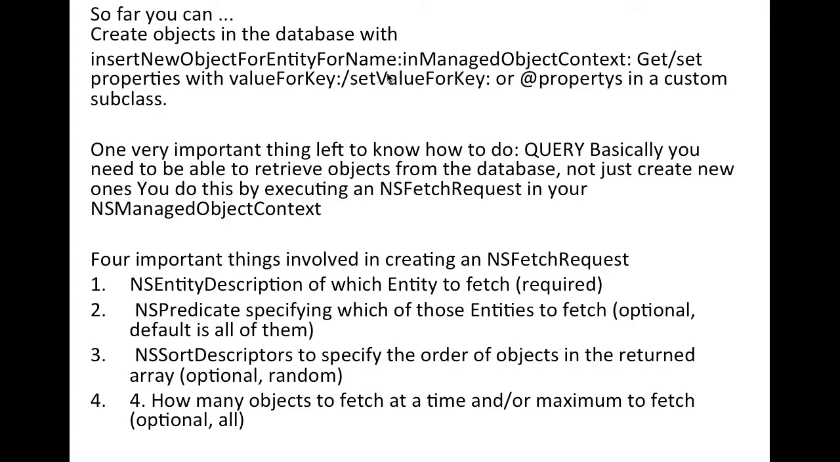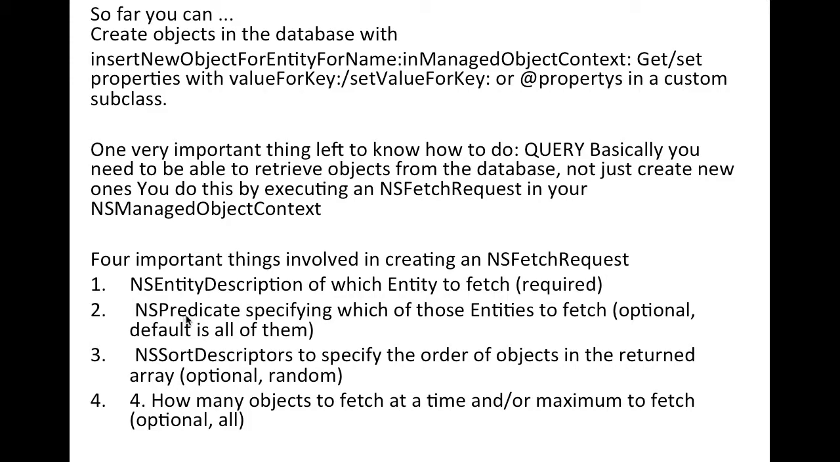So insert new object for entity name in my object context, set properties with values for key, or properties in a custom subclass. Basically you need to be able to retrieve objects from a database, not just create new ones. So you fetch objects from the database using NSFetchRequest. Now this NSFetchRequest has four important properties: NSEntityDescription, of which entity to fetch, like entities can be a lot of them, right? A lot of tables, so you have to give the entity.